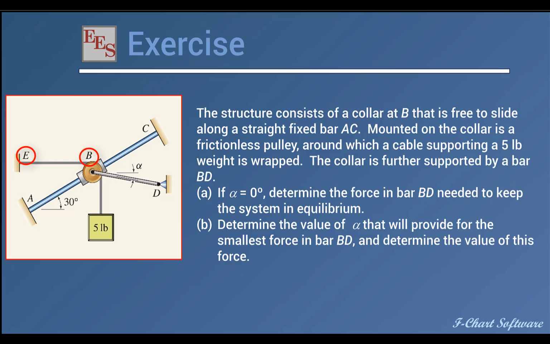And then you have this bar BD that's at some angle alpha, and that bar is also exerting a force. And the question says if alpha is equal to 0, so that's the case where the bar is horizontal, then determine the force in the bar needed to keep the system in equilibrium, and then vary alpha to see what value will provide the smallest force in the bar.